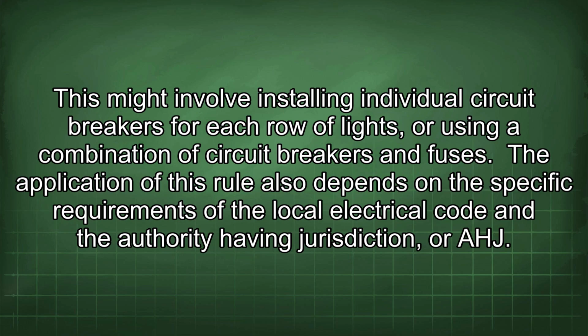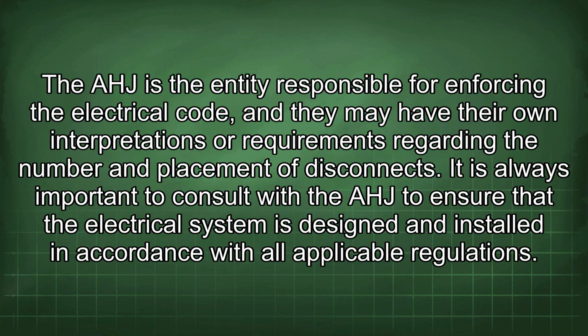The application of this rule also depends on the specific requirements of the local electrical code and the authority having jurisdiction, or AHJ. The AHJ is the entity responsible for enforcing the electrical code, and they may have their own interpretations or requirements regarding the number and placement of disconnects. It is always important to consult with the AHJ to ensure that the electrical system is designed and installed in accordance with all applicable regulations.